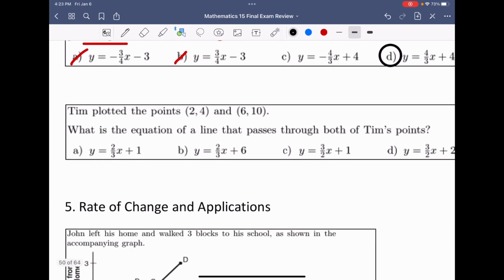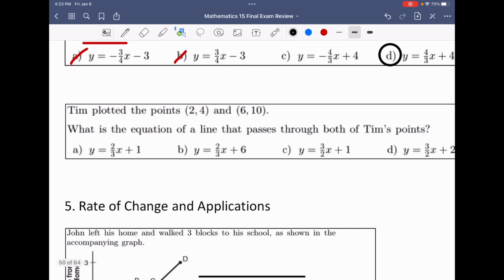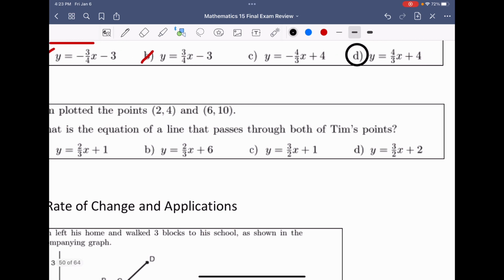All right, Tim plotted these 2 points, (2, 4) and (6, 10). What is the equation of the line that passes through both of these points? Okay, so we're going to have to determine a couple things here. We not only need to determine the y-intercept, but we also need to determine the slope of this formula. So we're going to determine the slope, which will help us narrow this down to a 50-50, and then we can figure out the y-intercept from there, or the b value.